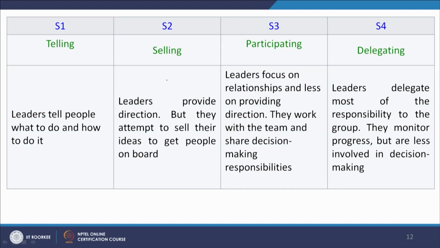Leaders focus on relationship and less on providing direction. They work with the team and share decision making responsibilities. That means here the relationship style is more dominating at this level, where readiness is there in terms of willingness and ability, and there is no intrusion of the leader, and most of the time the task is being performed by the followers itself. That means the leaders focus on relationship and less on providing direction, and they work with the team and share decision making responsibilities.